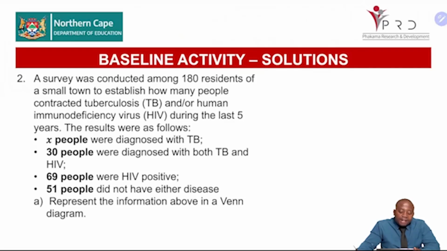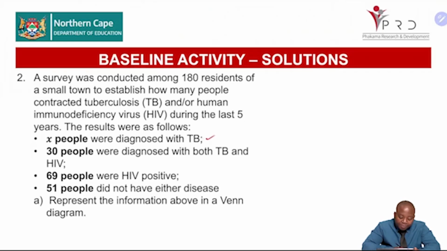Number 2 says a survey was conducted among 180 residents of a small town to establish how many people contracted tuberculosis, TB, and or human immunodeficiency virus, which is HIV, during the last 5 years. The results were shown as follows. X people were diagnosed with TB, 30 people were diagnosed with both TB and HIV, and 69 people were HIV positive. 51 people did not have either of the diseases. Represent the information in the Venn diagram.